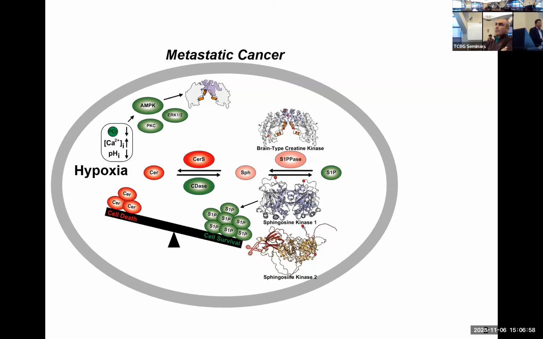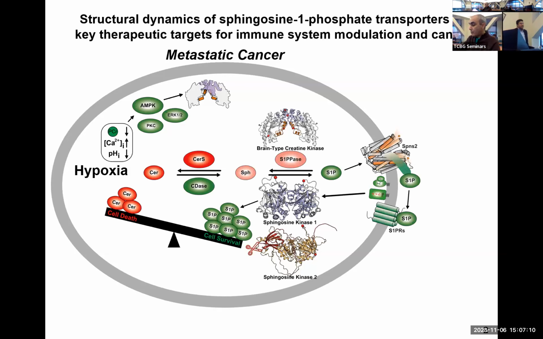So S1P, sphingosine 1 phosphate, has a key role in regulating the growth, survival, and migration of mammalian cells with profound proangiogenic effect. But the majority of its function is extracellular, so there is a dedicated family of lysolipid transporters called SPNS family, in particular SPNS2, that transport sphingosine 1 phosphate out of the cell, and extracellularly, the sphingosine 1 phosphate can bind to its G protein coupled receptor and activate the downstream pro-survival mechanism.